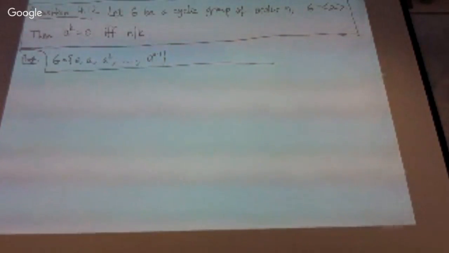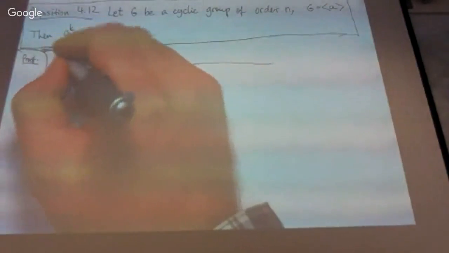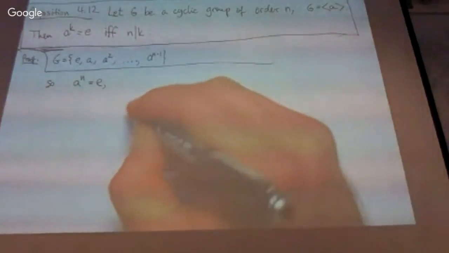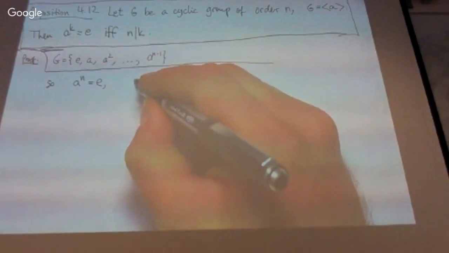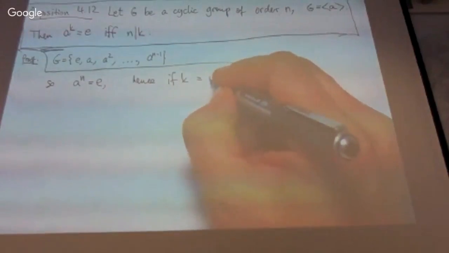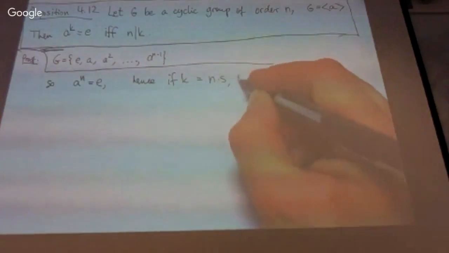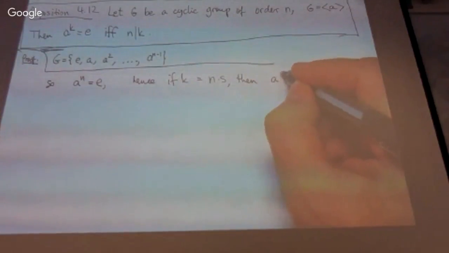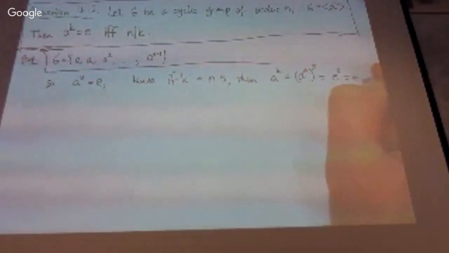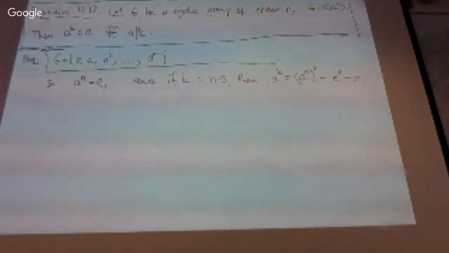So kind of we know that. Maybe this is part of the proof. Okay, so a to the n is the identity. And if k is some multiple of n, say n times s, then a to the k is a to the n to the s, which is e to the s, which is e. So that's the if. Now we need to prove the only if.